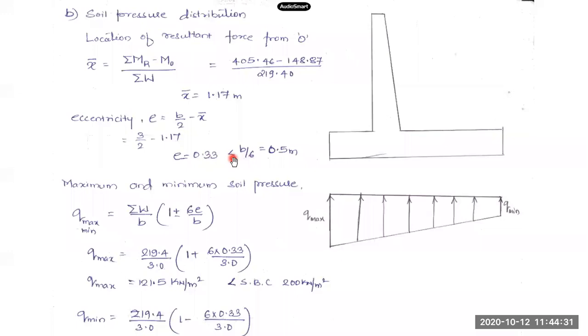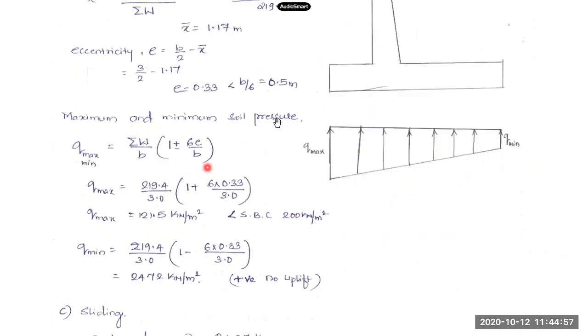If it is less than B by 6, then no worry, it will be having a positive base pressure distribution throughout. In case this is more than B by 6, then we can come across negative soil pressure distribution. So we will have to redetermine this width of the base slab, so that it will be less than B by 6. Okay, so here it is fine.